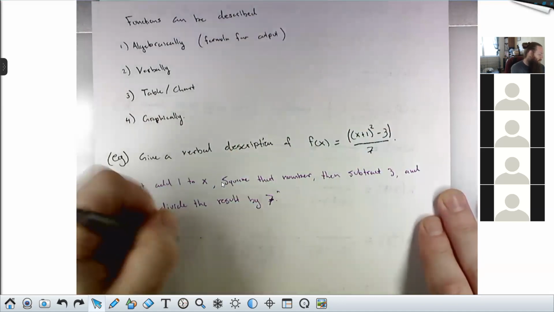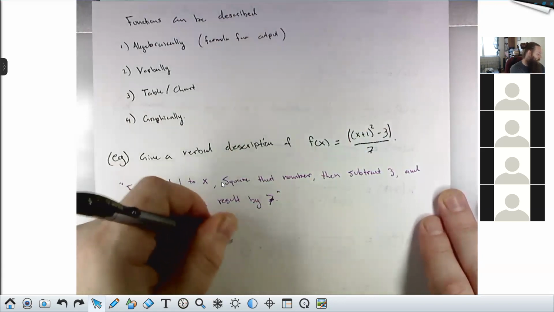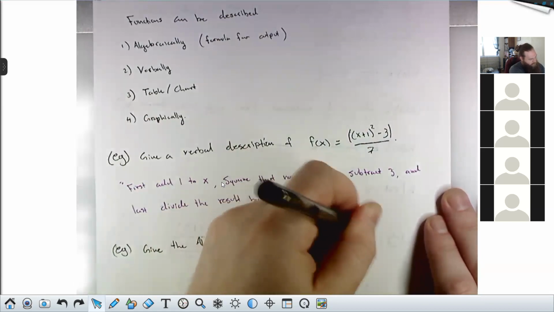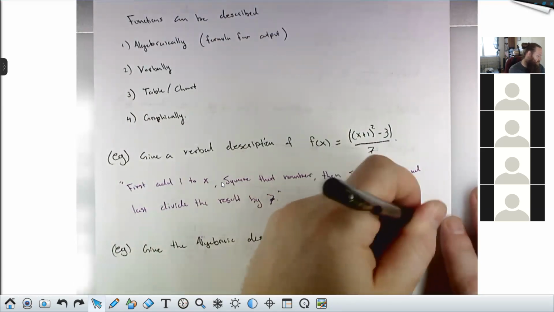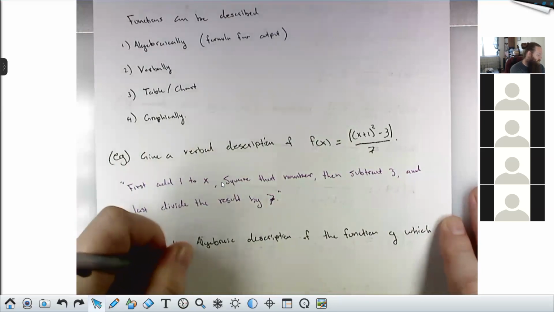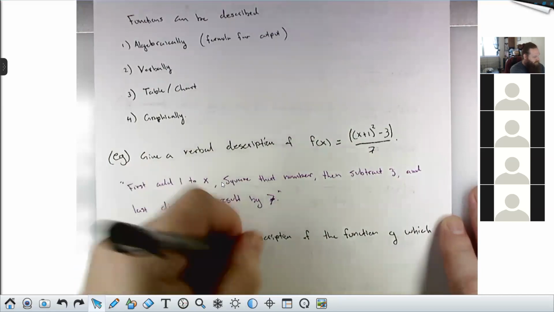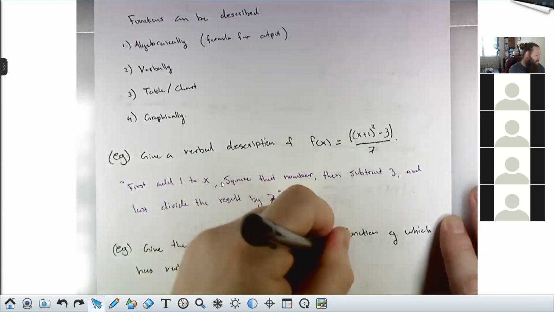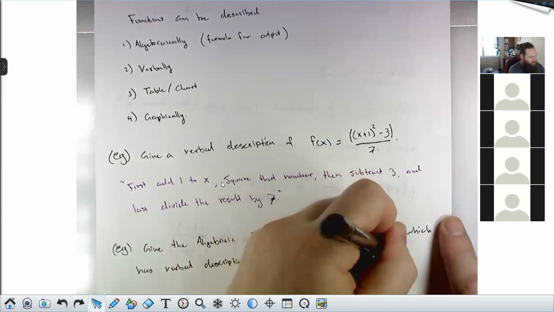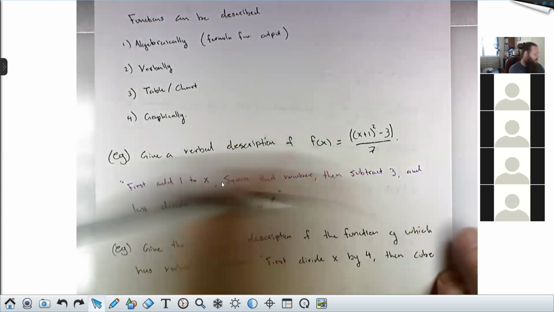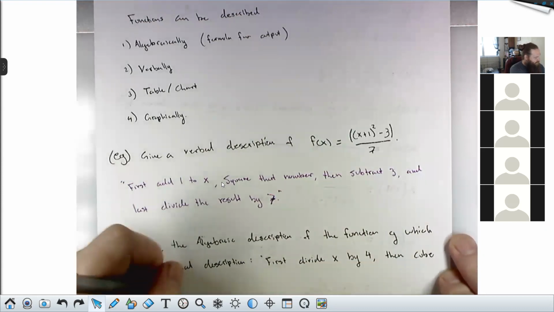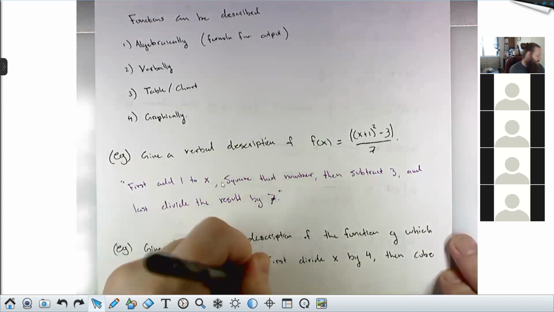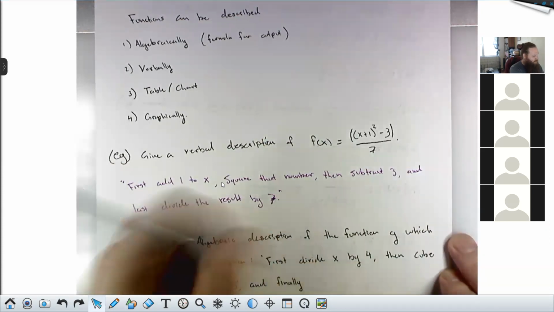We could go the other way. I could ask us to give the algebraic description of the function g, which has verbal description: say, first divide x by 4, then cube that, then add 5, and finally take the square root of that.